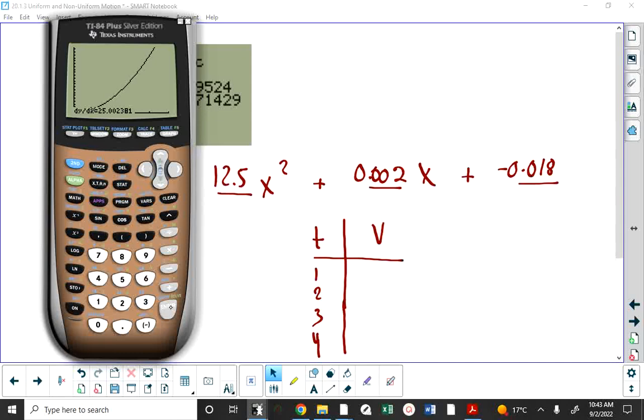Basically, I do the same thing at 2 seconds. The speed is 50, approximately. So can you continue with this process and find the speed at 3 and at 4 seconds?